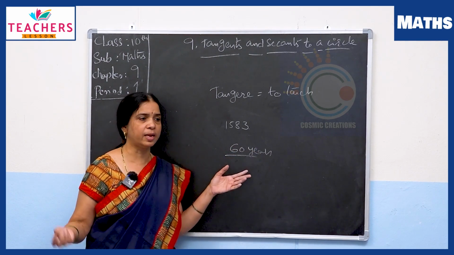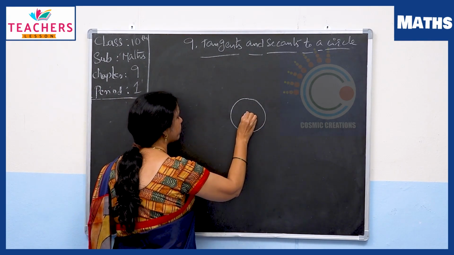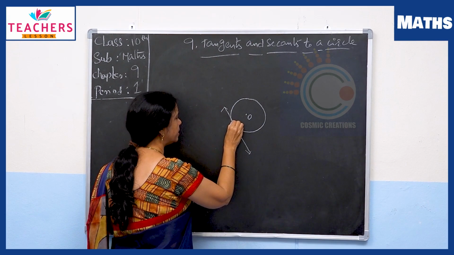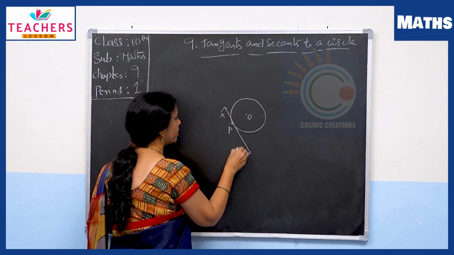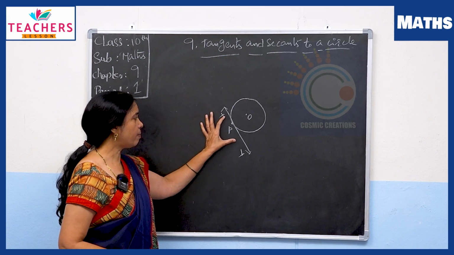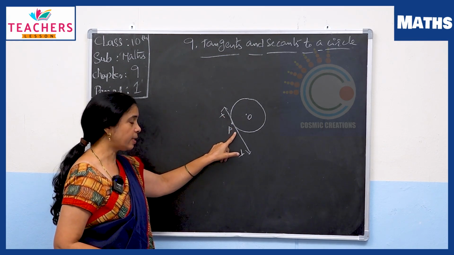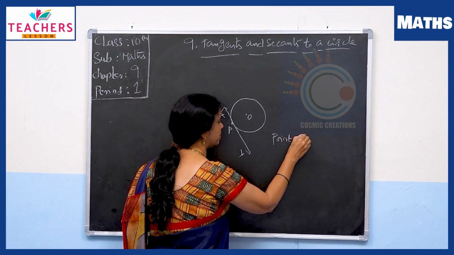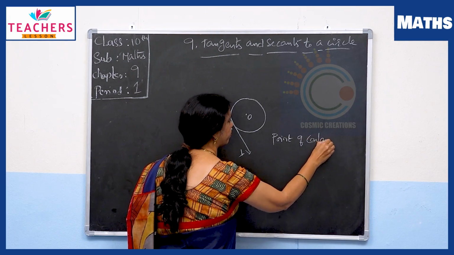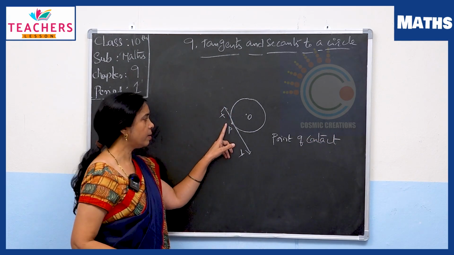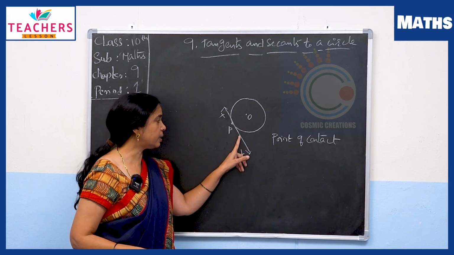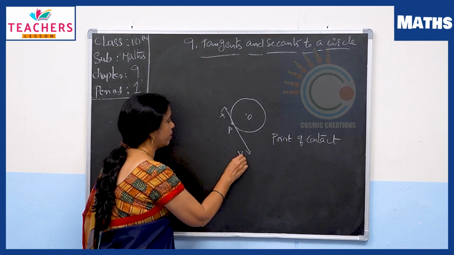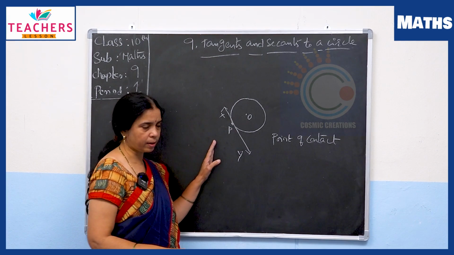That shows how much knowledge he had. What do we call this? Tangent. This is a tangent touching the circle at P. The common point of a tangent and the circle is called the point of contact. Here P is the point of contact.